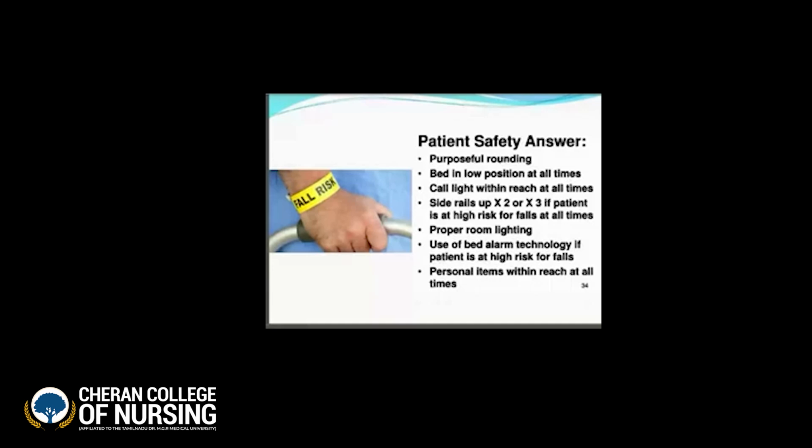The patient safety answer is purposeful rounding. The bed must be in low position at all times to avoid falls, and the call bell must be very reachable for the patient. Always use the side rails to prevent falls, and proper room lighting must be there. If possible, use bed alarm technology if the patient is high risk for falls, and keep personal items within reach at all times. All these things we want to follow to make the patient safe and prevent falls.